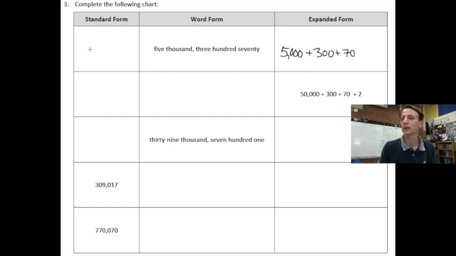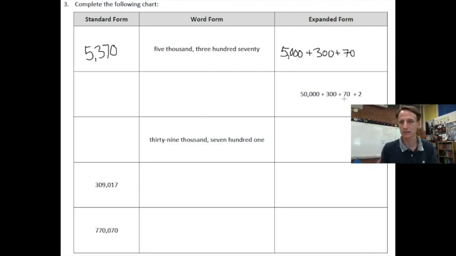Just take note, how many ones do we have in that number? There are no ones. So we will place a 0 in the ones place. So we have 5,370. Now if you stop there, you're missing what? Yes, that important 0 in the ones place. Now let's look at the next one.